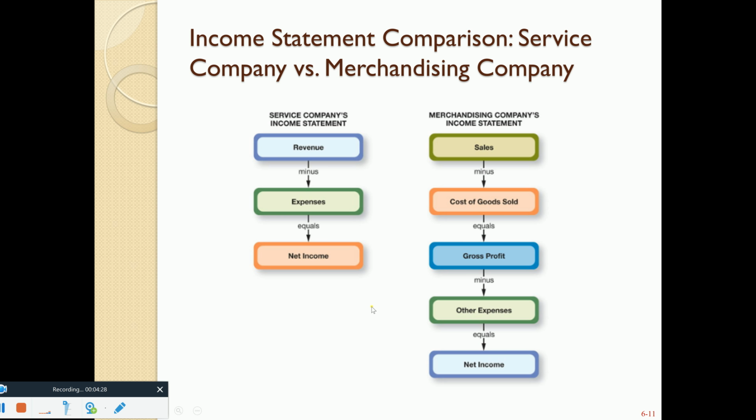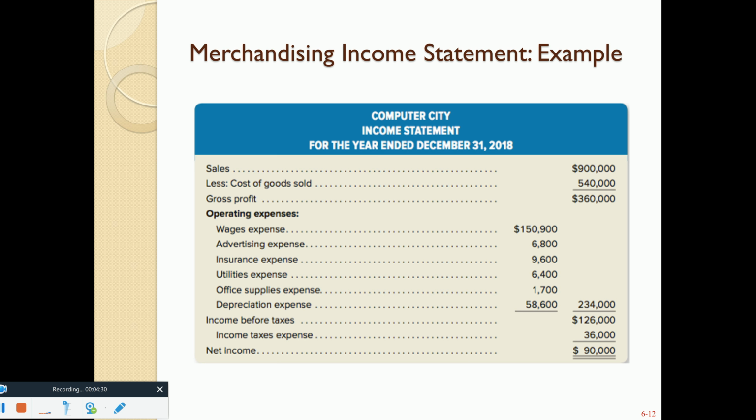All right, so I just wanted to show you what the income statement looks like. Here is a company that we're going to work with in this particular presentation, Computer City. This is what their income statement looks like for the year ended December 31, 2018. We start off with sales of $900,000, less your inventory expense, the formal name, cost of goods sold, $540,000, is going to equal the subtotal. We'll call that gross profit or gross margin.